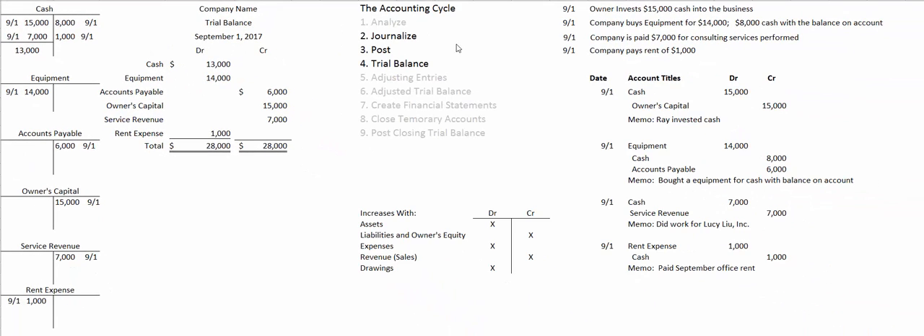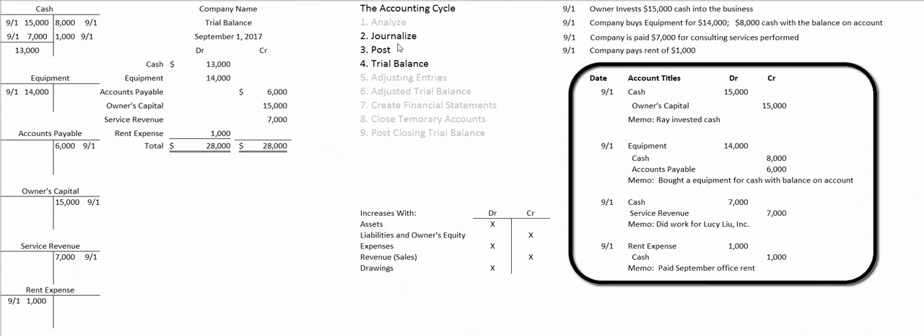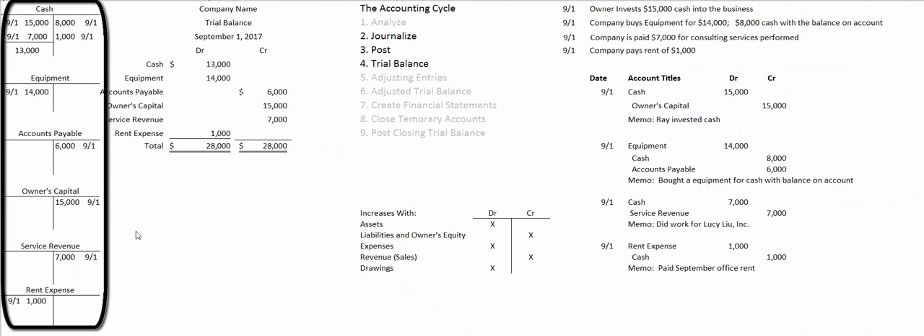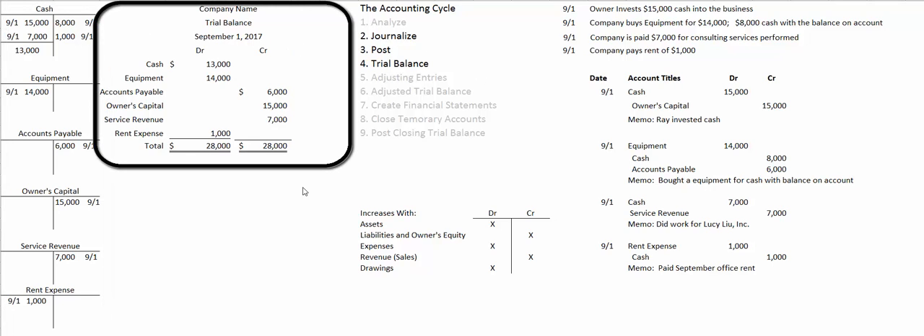So step 2, make journal entries. Step 3, post them, put them in individual accounts. Step 4, run a trial balance to make sure all our debits equal all our credits.